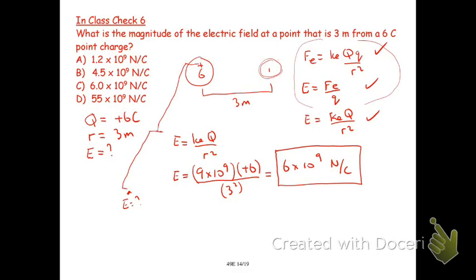It's an inverse square relationship, so it's going to be not half of my answer, but 1/4 of my answer. So 1.5 times 10 to the 9 newtons per coulomb. If I tripled it, it would be 6 over 9 times 10 to the 9. If I quadrupled it, it would be 6 over 16 times 10 to the 9. Does the direction matter? Absolutely not.